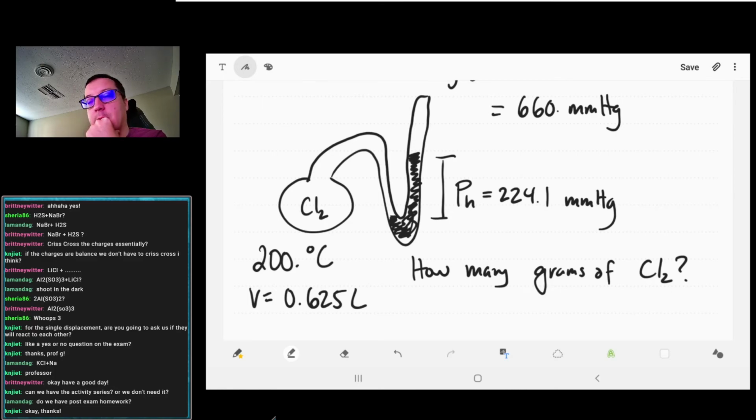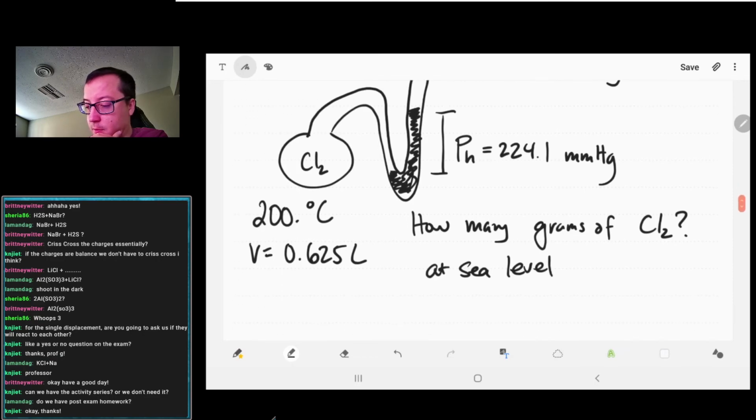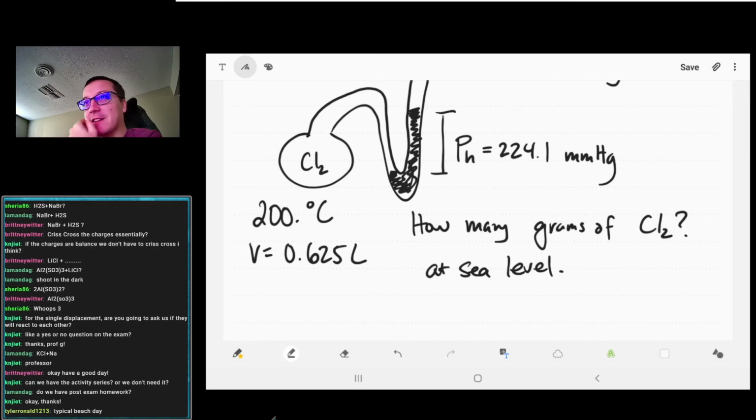And let's say this is at sea level. We've gone out to the beach and we're doing our experiment with chlorine gas. Because why not? That's always a fun thing to do. So let's go ahead and bring our mercury and our chlorine to the ocean. That seems like a real smart idea, but it'll make our calculations a little bit easier. Yeah, typical beach day, exactly. It's Memorial Day weekend, let's just go out and do our gas experiments.